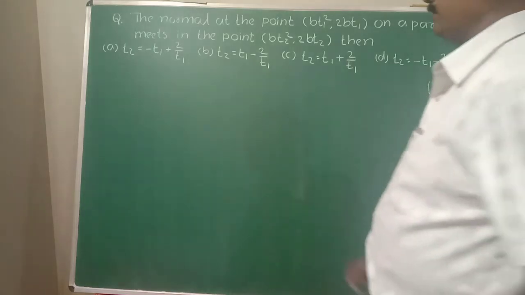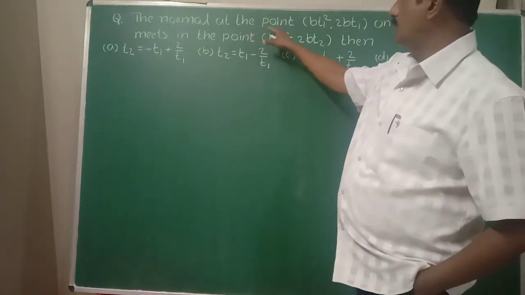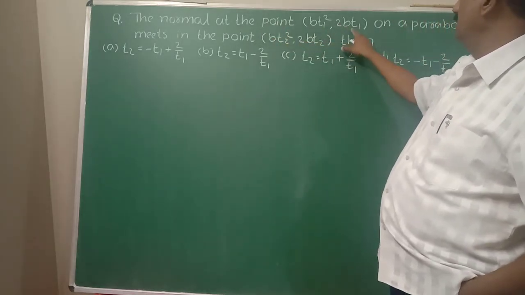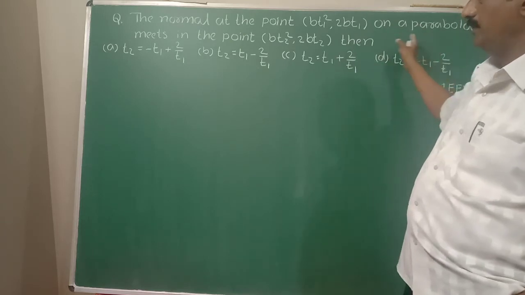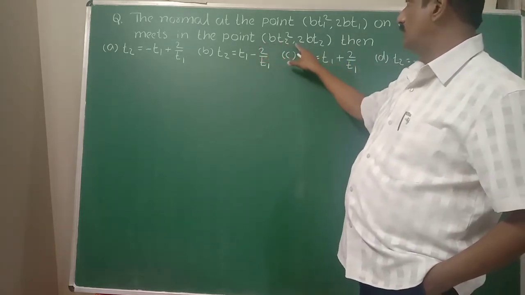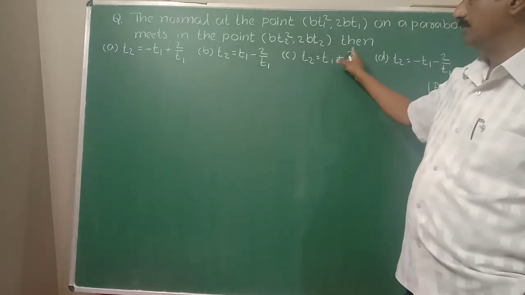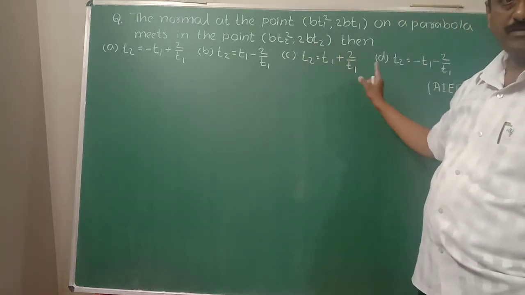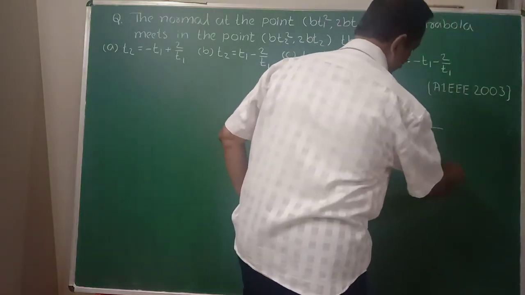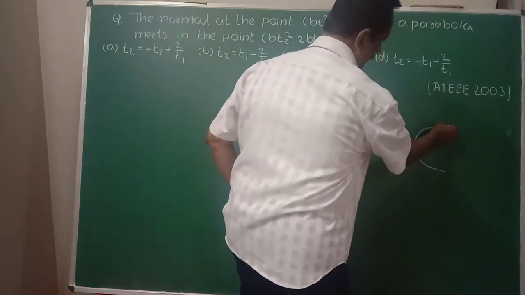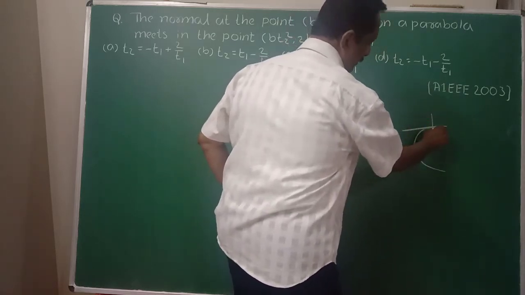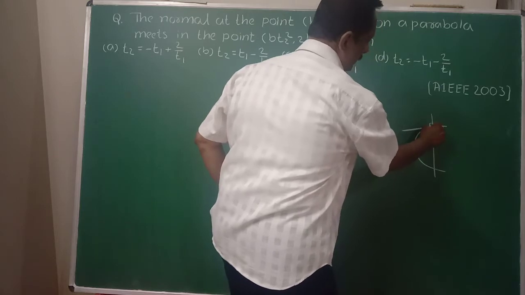Okay, next question here. The normal at the point bt1 square comma 2bt1 on a parabola meets the parabola again at the point bt2 square comma 2bt2. Then four options are given. Meaning, here there is one parabola, and here is a tangent. Then this is the normal here. The normal is always perpendicular to the tangent.